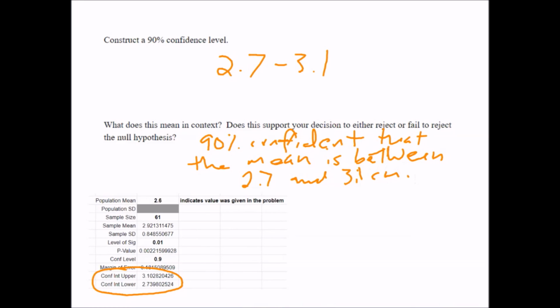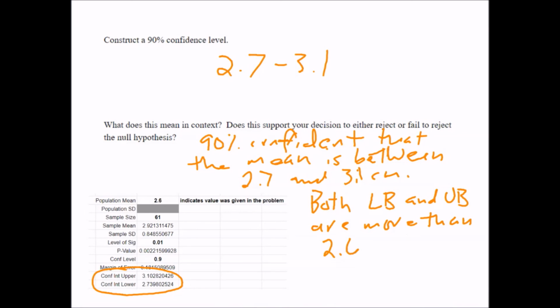Now, does this support our rejection of the null hypothesis? Yes. Both, and I'm going to abbreviate here, lower bound and upper bound are more than 2.6, which means that the mean of 2.6 is probably not true, that it's probably in 2.7 to 3.1 somewhere, which means that it's more than 2.6. So it does agree with what we are doing with our null and alternate hypotheses.